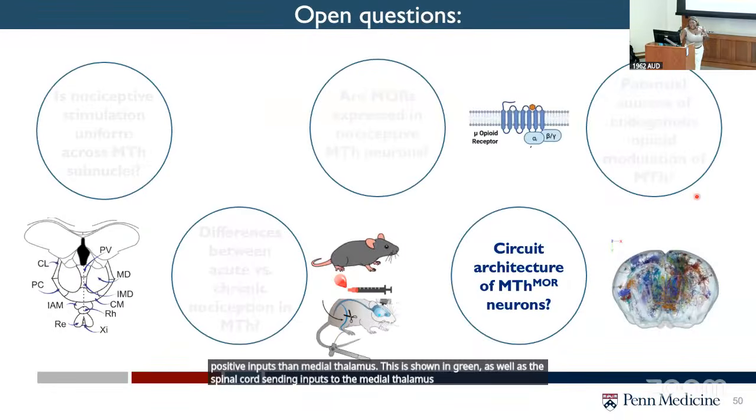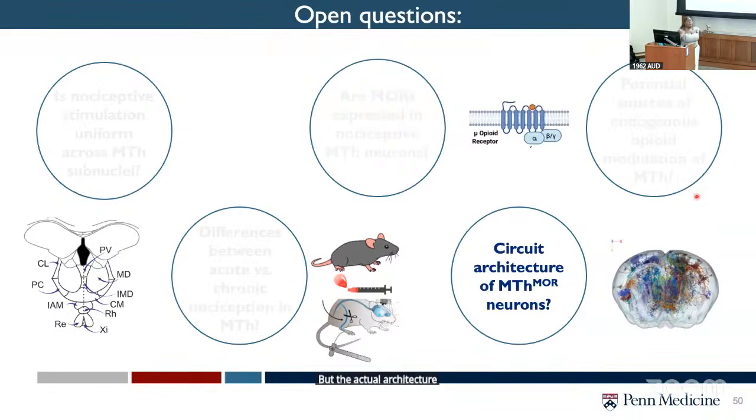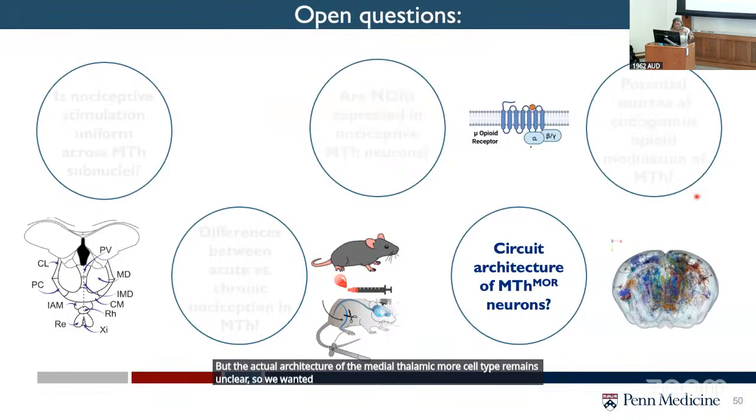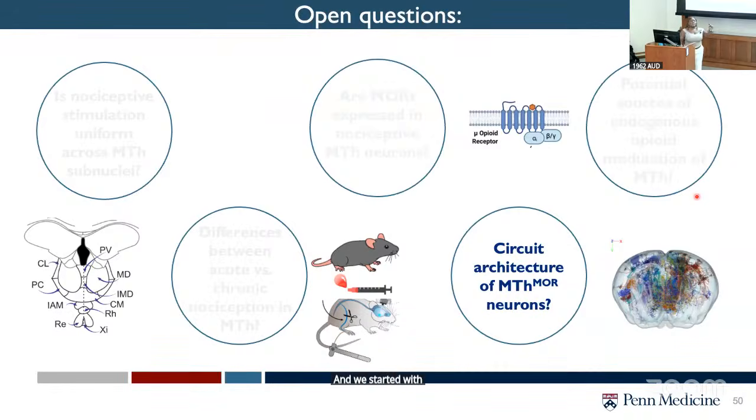But the actual architecture of the medial thalamic OPRM1 cell type remains unclear. So we wanted to map that out as well and add that to our atlas. And we started with who sends monosynaptic or direct inputs to the medial thalamic OPRM1 cells in the medial thalamus.